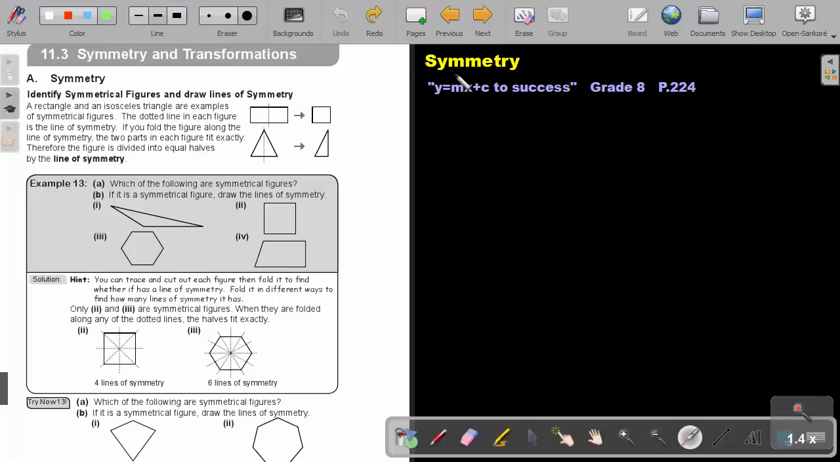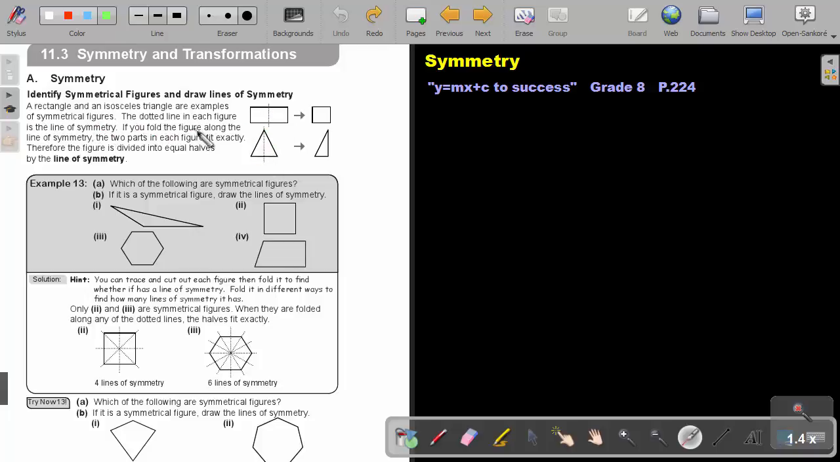Part 11, Symmetry. You will find this on page 224 in the Namibian Mathematics Grade 8 textbook, y equals mx plus c to success. Symmetry. Identify symmetrical figures and draw lines of symmetry. A rectangle and an isosceles triangle are examples of symmetrical figures. The dotted line in each figure is the line of symmetry.